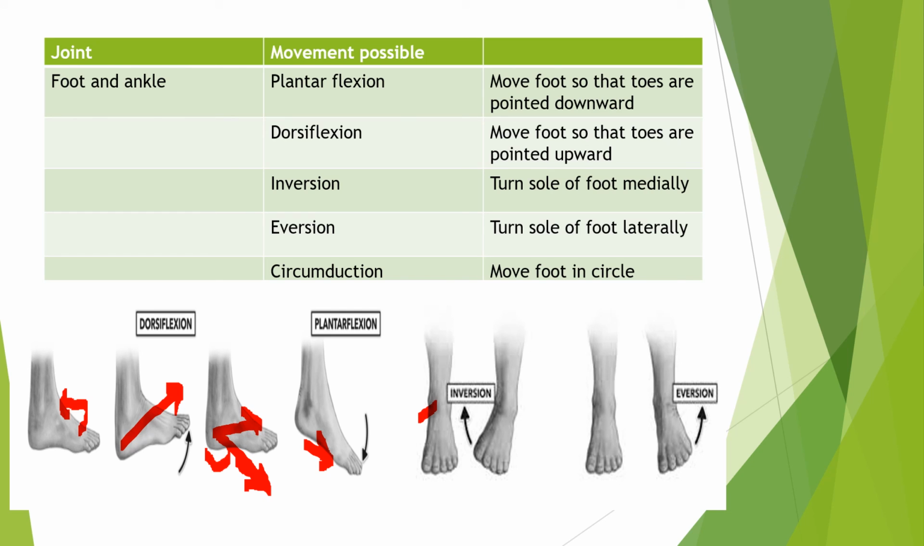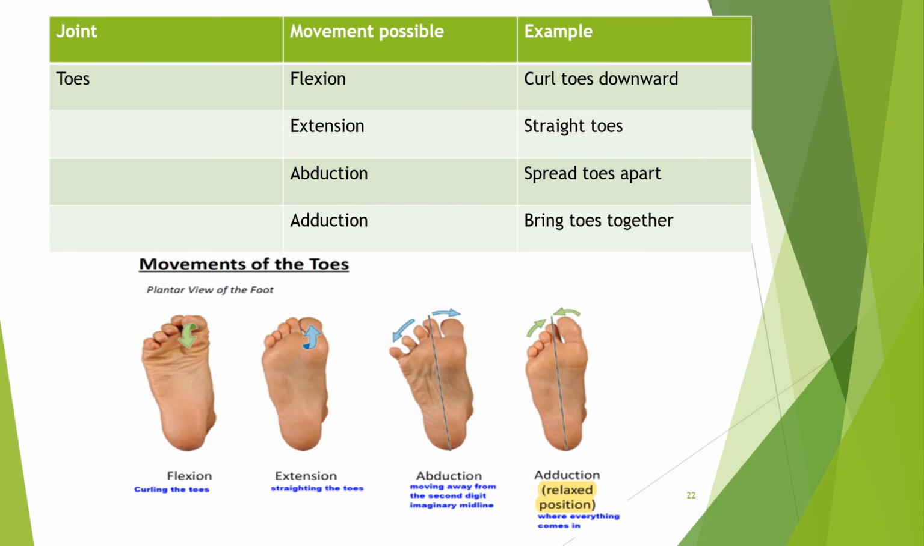Inversion, the foot is moved to the inner side. Eversion, when the foot is moved to the lateral side, is known as eversion. And circumduction, when the foot is in rotatory motion. Okay, I hope you understand these terms. Now we see the toe joint movements.